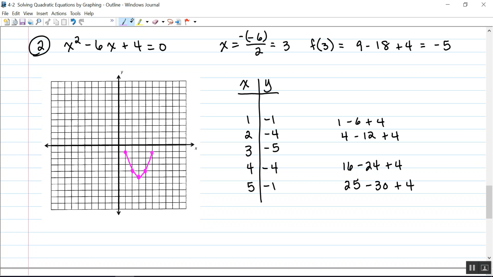So what that means is that I need to choose some more values. I need to keep graphing until I can see that it's heading up, but it hasn't quite gotten there yet. So I need to do another x that's smaller and another x that's larger. So plugging in 0 is going to give me a 4, and that'll be the same down here when I plug in 6. So let's go ahead and graph those points. So 0, 4, and 6, 4.